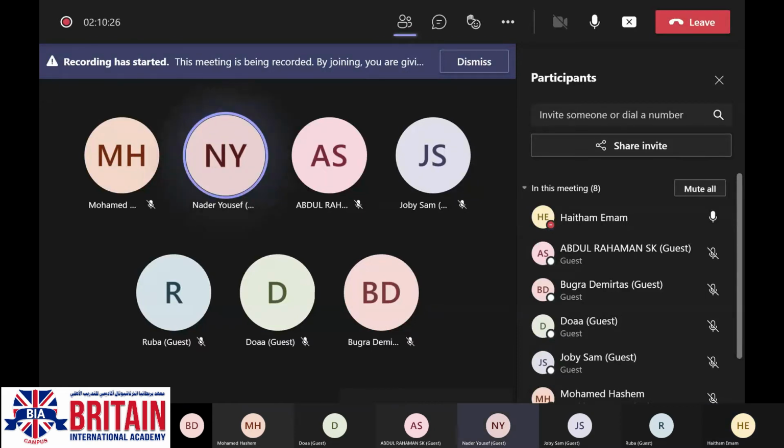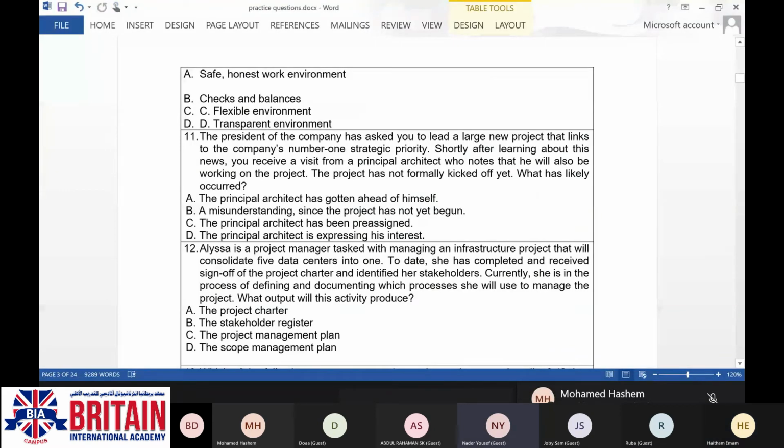Question number 11. The president of the company has asked you to lead a large new project that links to the company's number one strategic priority. Shortly after learning about this news, you receive a visit from a principal architect who notes that he will also be working on the project. The project has not formally kicked off yet. What has likely occurred?